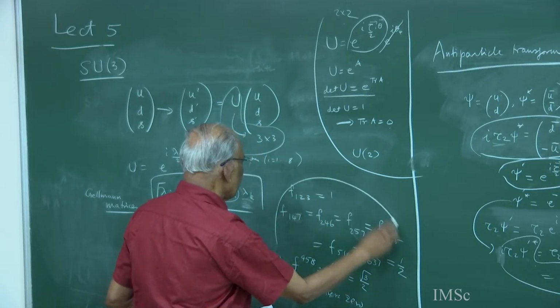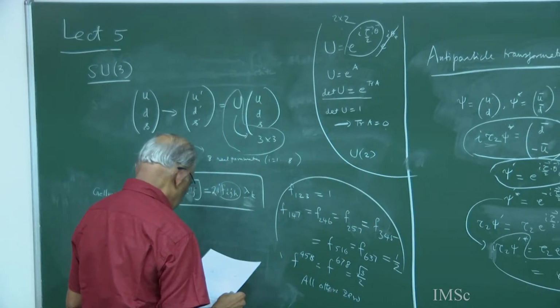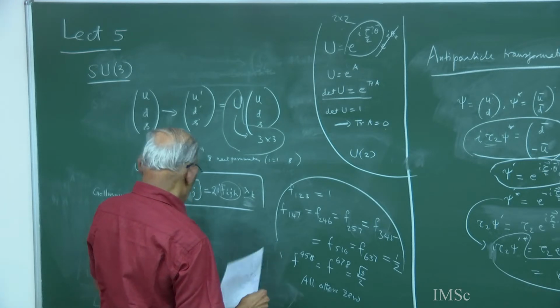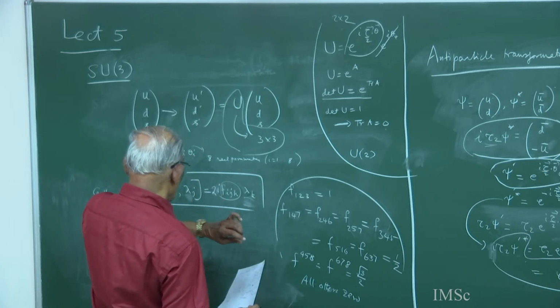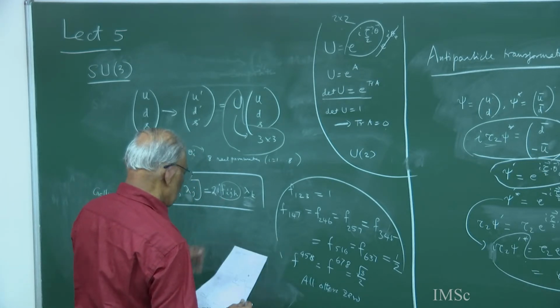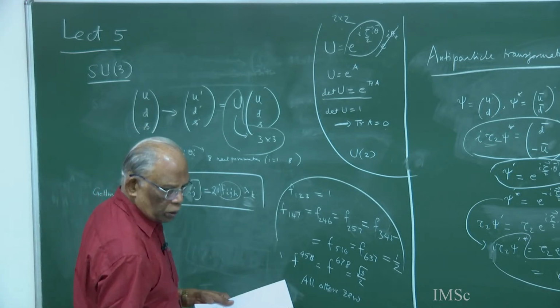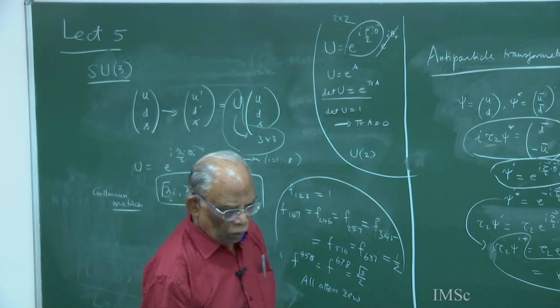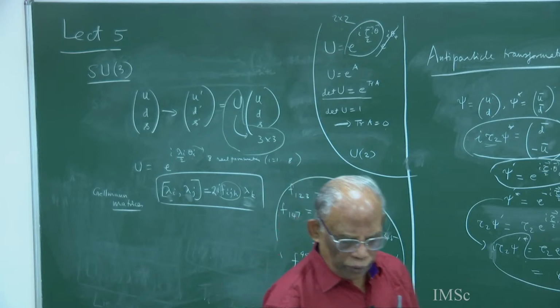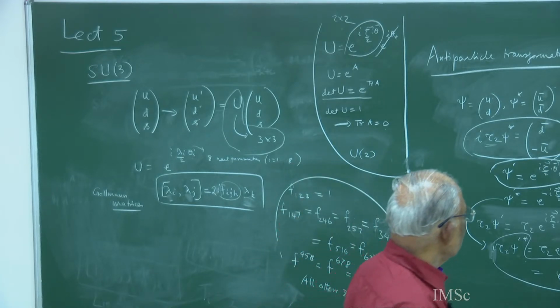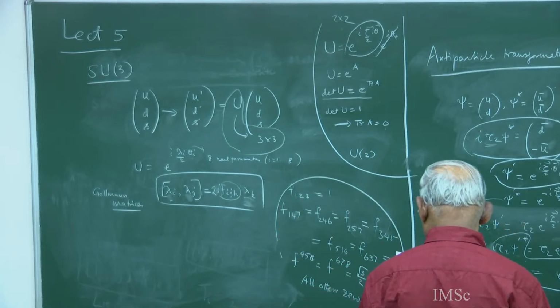That defines this. So, these are Gell-Mann matrices. Maybe I will go for another 5 minutes. Since I started a little late, we will take another 5 minutes and define the SU3 completely, and then we will leave it at that point.